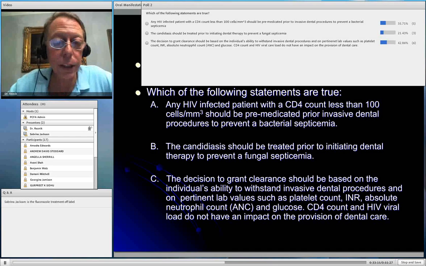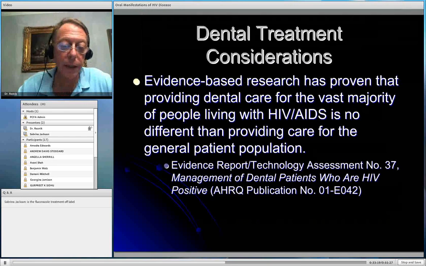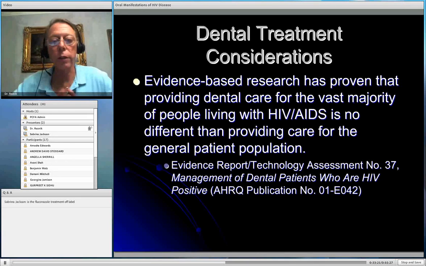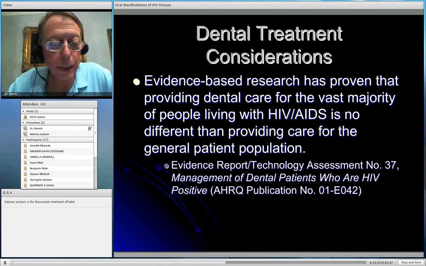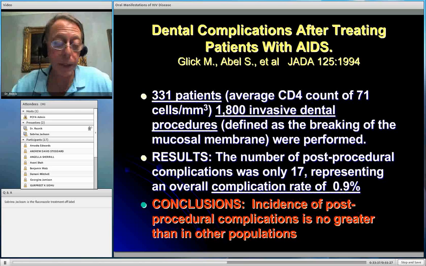And the six people did get it right. You really have to look at what labs are pertinent in here, and we'll try to talk about them a little bit. I'm considered an expert in HIV dental care, and I always love to slay this slide. Evidence-based research shows that what I do at the dental office is no different than any other dentist does in the United States. We just don't do anything differently, and this was an evidence-based report put on by the NIDCR.